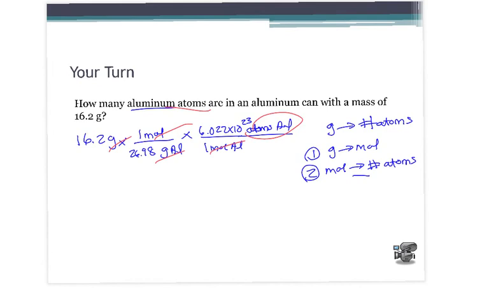And when we plug this in, we end up with 3.62 times 10 to the 23rd atoms of aluminum, which is a reasonable number considering that atoms are so small that we would expect such a large number for the number of atoms.